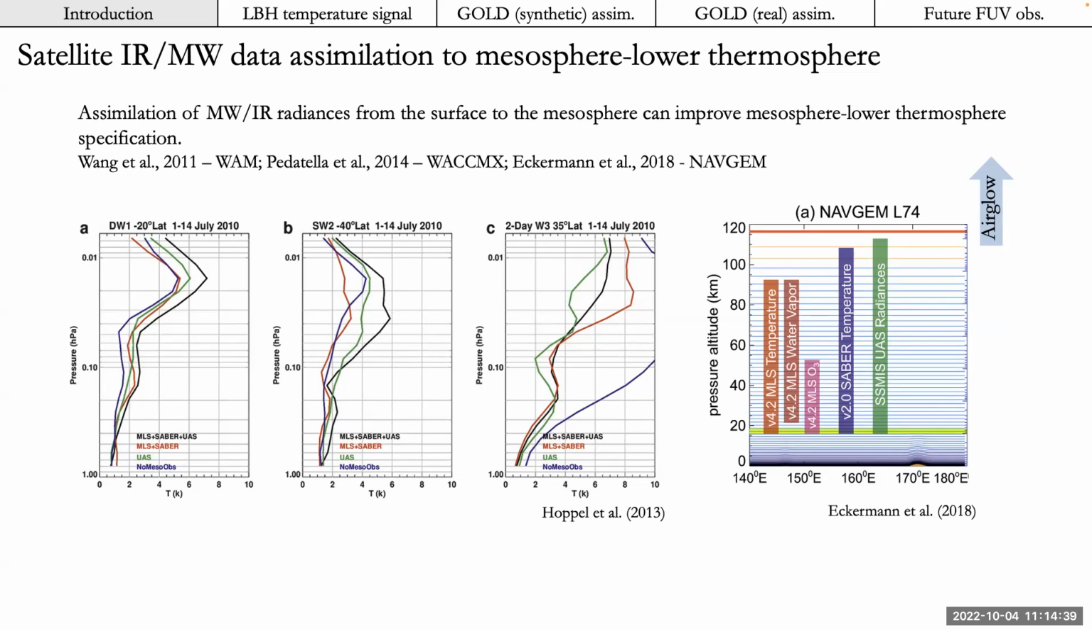And then the next prominent radiance source as you move higher into the thermosphere is airglow. And that is both visible and FUV. But again, we're focused on the FUV.